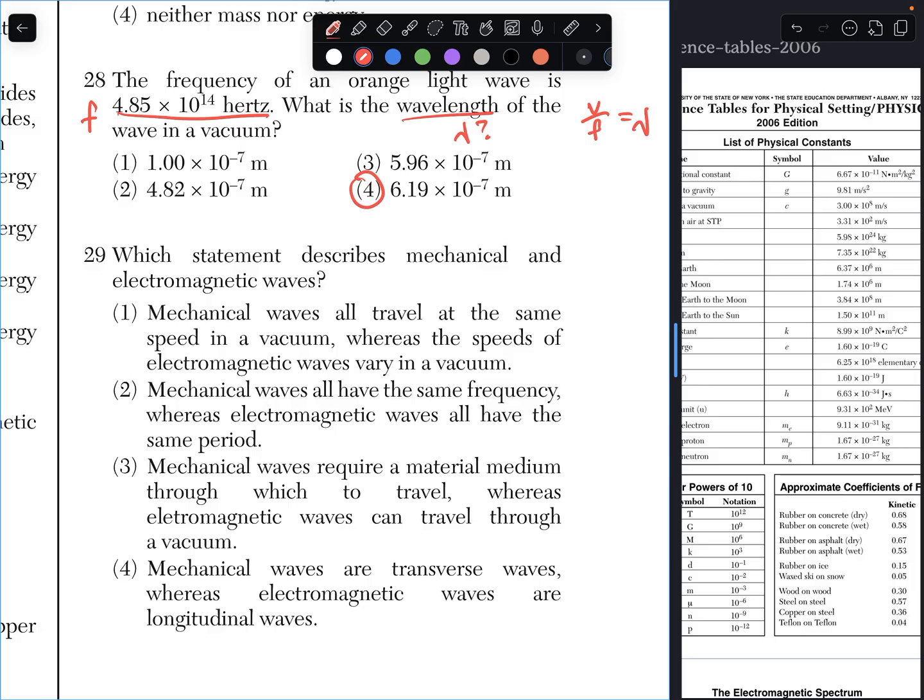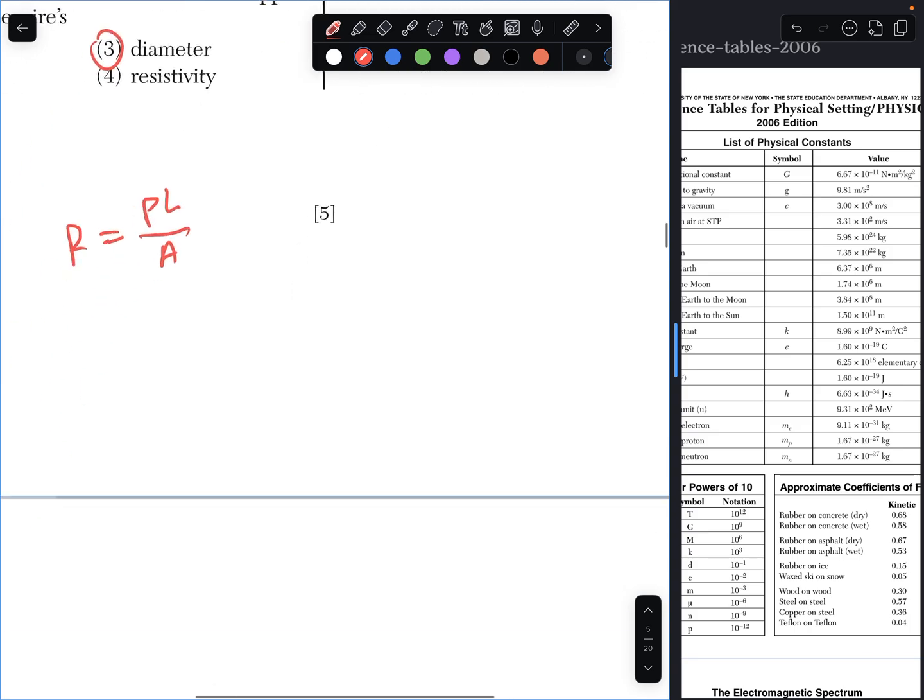Mechanical waves require a material medium through which to travel, so that's correct, whereas electromagnetic waves can travel through a vacuum. I gave that definition in the beginning, so I didn't redo the answer choices, and that's something you should think about when they ask you this type of question. Another choice says mechanical waves are transverse waves, whereas electromagnetic waves are longitudinal waves. That's incorrect. Electromagnetic waves are transverse waves.